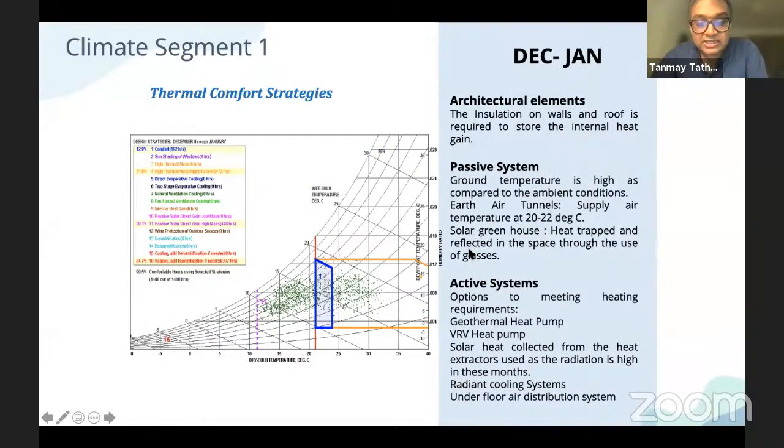Or, there's good radiation. So one could trap the heat through windows and greenhouse to make the space comfortable, right? So there are various things one could do passively. And then of course, actively, that means it's good temperature, a good heat pump will work, a solar heat system will work because there's good radiation, a radiant cooling system, et cetera, so they'll work, right?